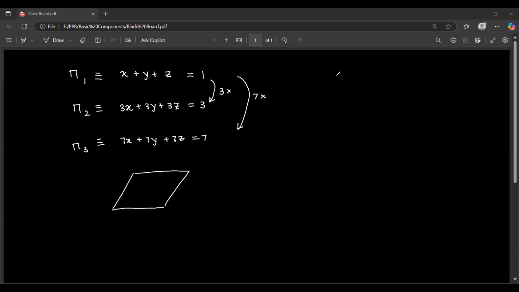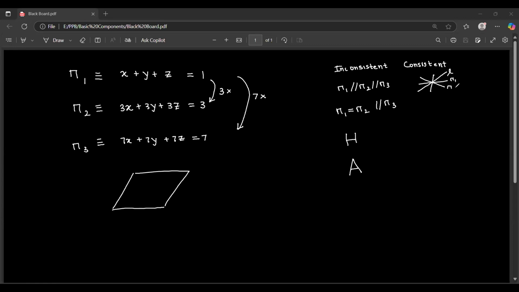So it has been a long road. We had inconsistent and consistent systems of equations. In inconsistent, we mainly had the first one, planes parallel to each other. They are distinct and parallel to each other, or they were not distinct because pi 1 and pi 2 were the same equation and pi 3 was parallel to pi 2 or something. Then we had the H type and then the A type. And then we learned about the infinite solutions, where the planes intersect at a single line. This is pi 1, pi 2, and pi 3.